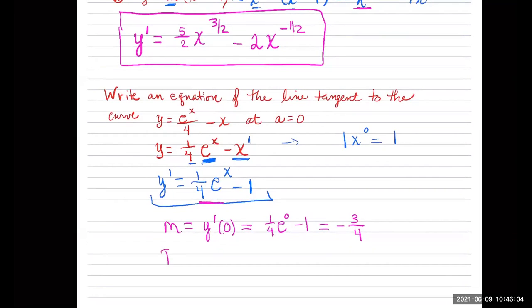And I need a point, and we are given that we are trying to find the equation of the tangent line at a equals 0. So our x coordinate is 0. To get the y coordinate, always go back to your original function. If we plug 0 into that original function, what will I get?